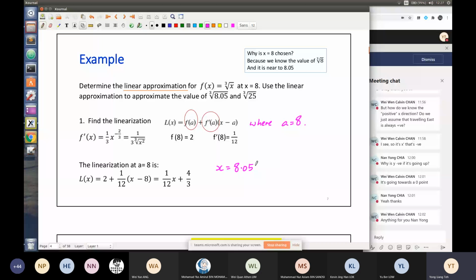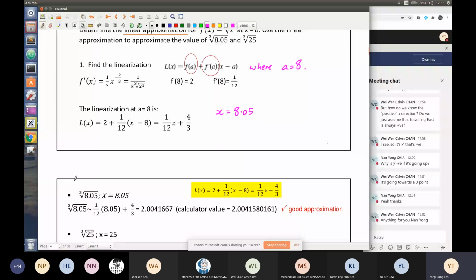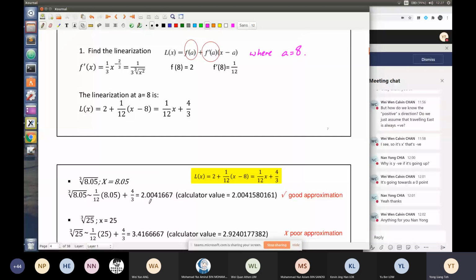Once you have that, you can use this to calculate your linearized value at x equals 8.05. Substituting in the value, you get 2.004. So 1/12 times 8.05 plus 4/3, which is coming from here. Use this and this, and you get 2.004. If you compare to your calculator value, your calculator gives 2.004158. This is 416. So it's a very good approximation.